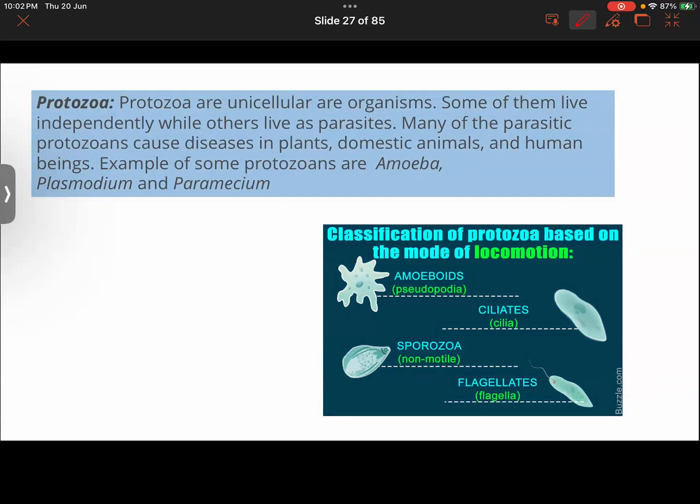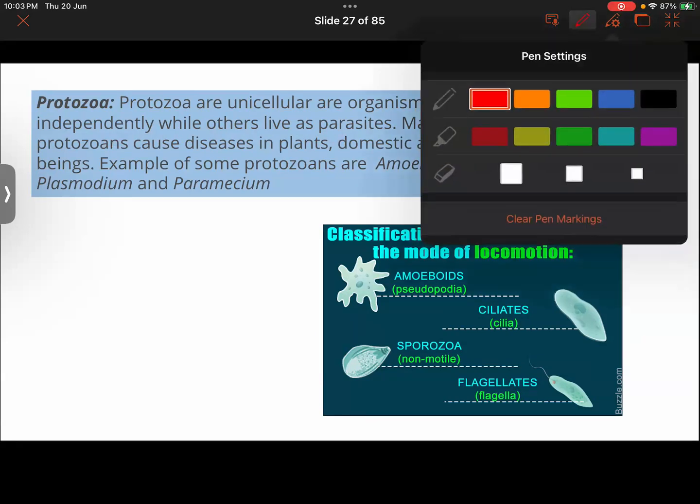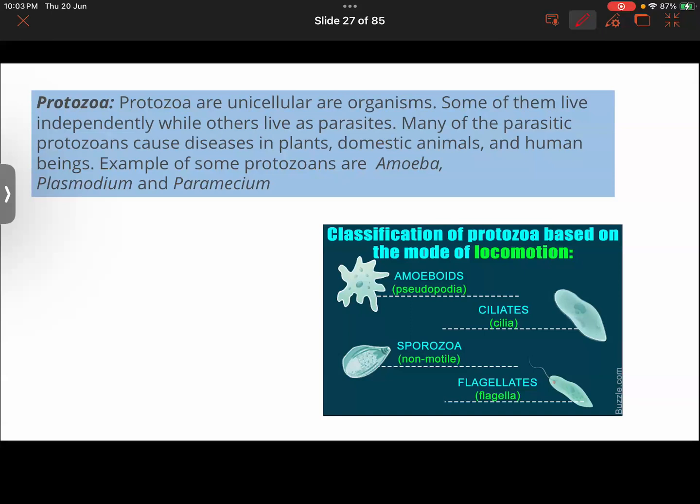Next, we have got protozoa. Protozoa are unicellular organisms. That is an important thing about them. Some of them are found living independently, while others live as parasites, meaning that they live in the body of a host organism, right? So they can either live alone, that is independent, or depend on an organism to obtain nutrition.